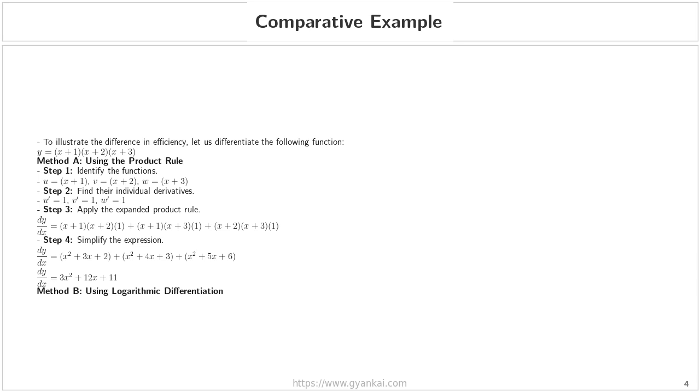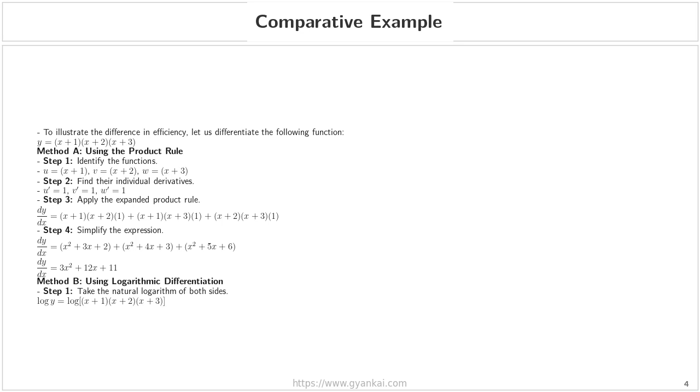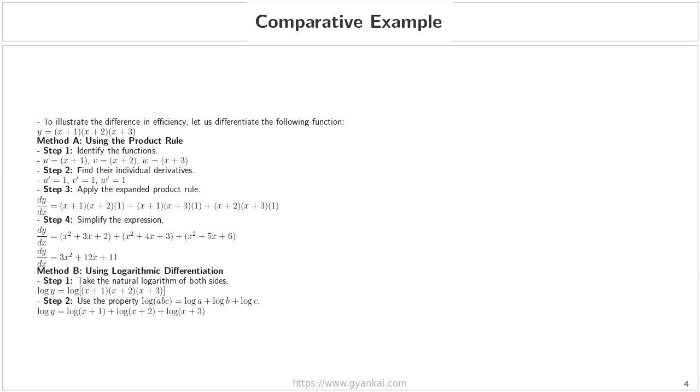Now, let us compare this with method B, using logarithmic differentiation. In step 1, we take the natural logarithm of both sides, which gives us log y equals log of the quantity (x+1)(x+2)(x+3). In step 2, we apply the logarithmic property we discussed earlier to transform the product into a sum.